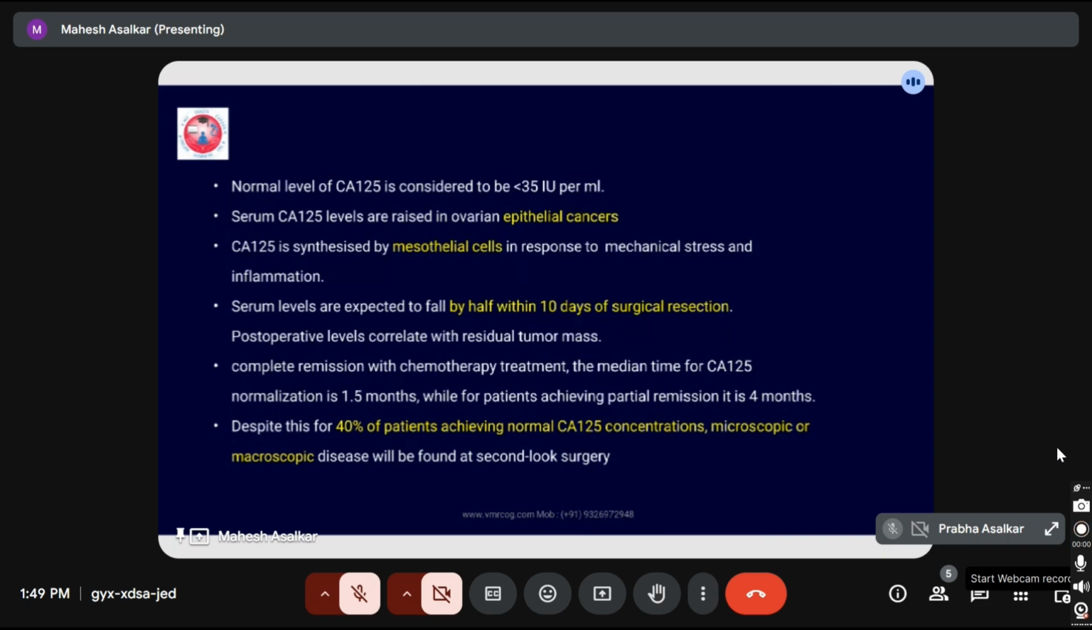Serum levels are expected to fall by half within 10 days after surgical resection, and post-operative levels will correlate with the residual tumor mass. With complete remission after chemotherapy treatment, the median time required for CA125 normalization is around 1.5 months, while in patients achieving partial remission, it is around 4 months. Okay, and despite this, in 40% of patients who have normal CA125 concentration, there can still be microscopic or macroscopic disease at the second look surgery.